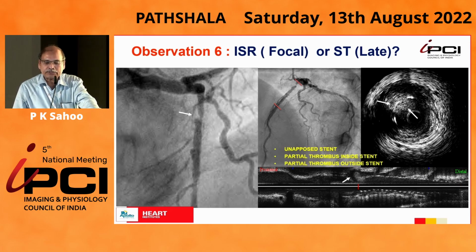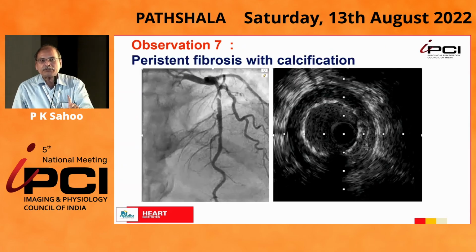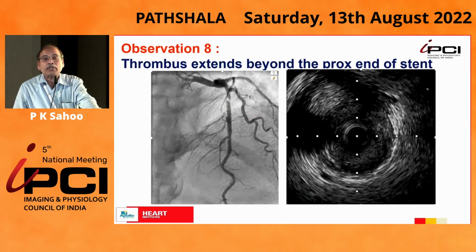Now, if you try to correlate this with the angio and the IVUS pictures, it clearly shows an unopposed stent, number one, partial thrombus inside the stent, and partial thrombus outside the stent. So this is clearly visible in this IVUS run. The seventh observation was that there are areas of fibrosis and minimal calcification all around the stent and the lumen.